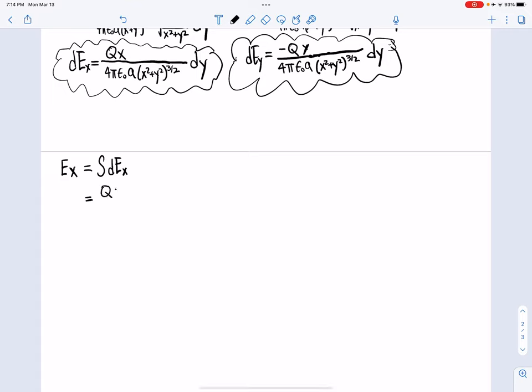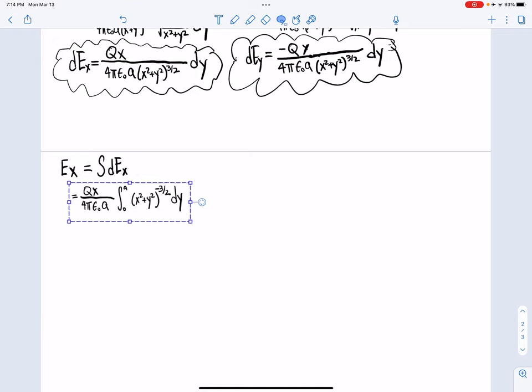So take out q and x, since x is constant throughout the problem, over 4 pi epsilon naught and a. These are all constants, right? And I'm just going to leave the rest inside the integral because I need to integrate it. And that would be x squared plus y squared to the negative 3/2 because it's in the denominator, so negative 3/2 dy. Okay, I'll make this a little smaller.